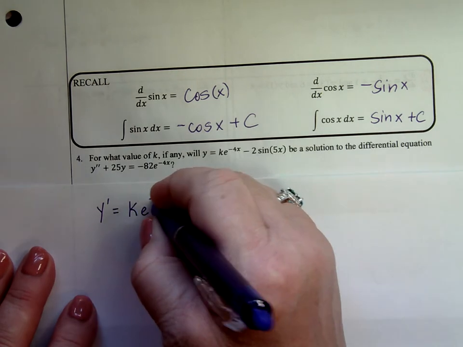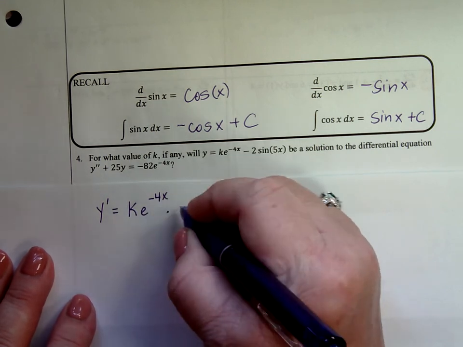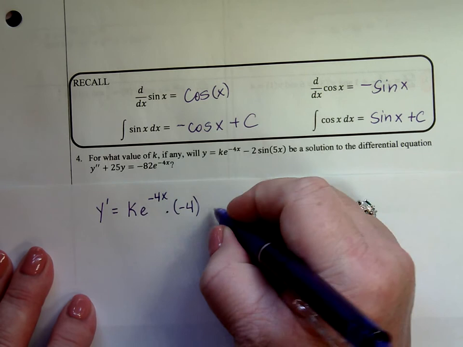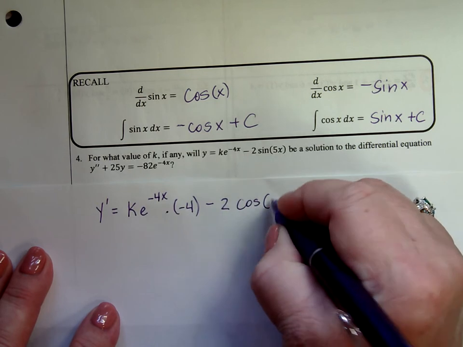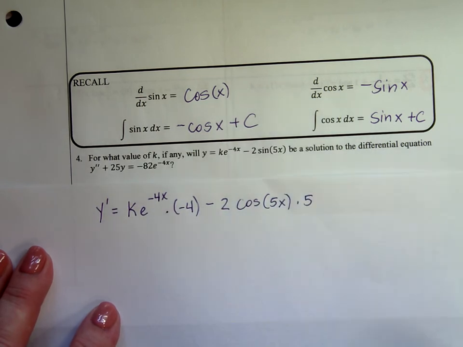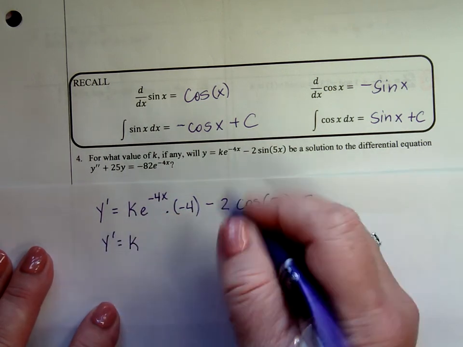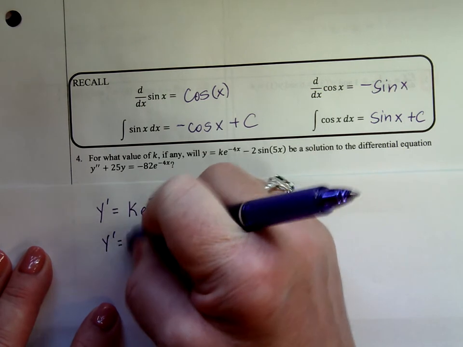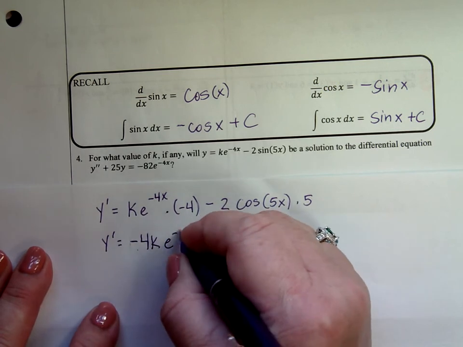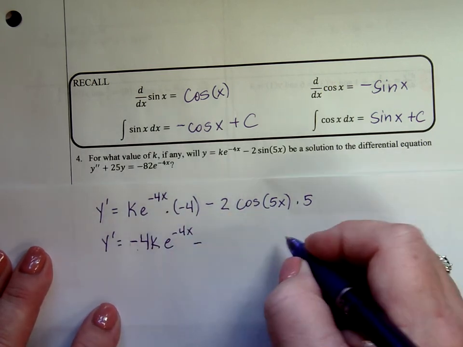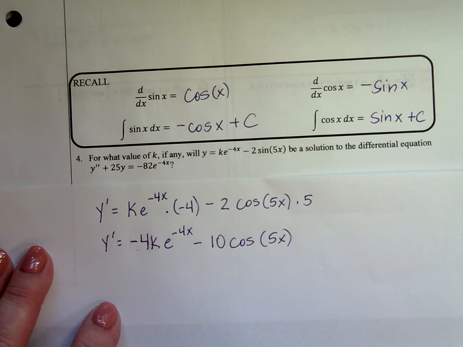Remember how these work with derivatives. E is its own derivative. But then I have to multiply it by the derivative of the power. So times negative 4, minus 2. What's the derivative of sine? It's cosine of the same angle times the derivative of the angle. And so then you're going to put it together, your first derivative: k, negative 4, I wanted to put there as a coefficient, negative 4k e to the negative 4x, minus 5 times 2 is 10 cosine of 5x. That's it. Can't make that any better.